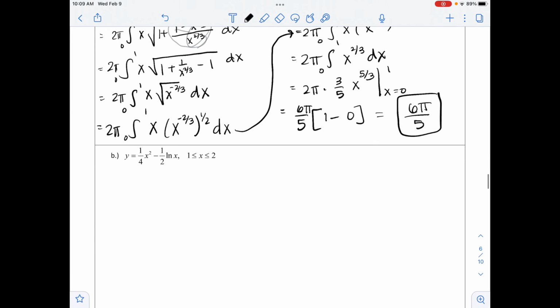So we have another example here that I'm going to go ahead and circle, and we'll work on this one together in class.